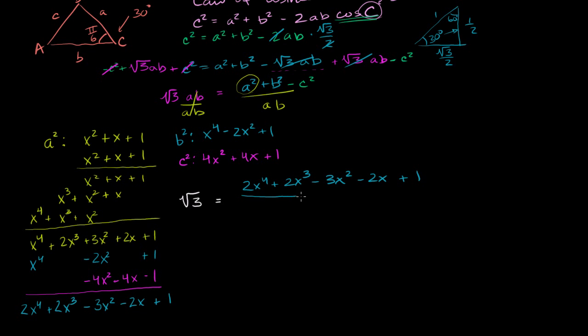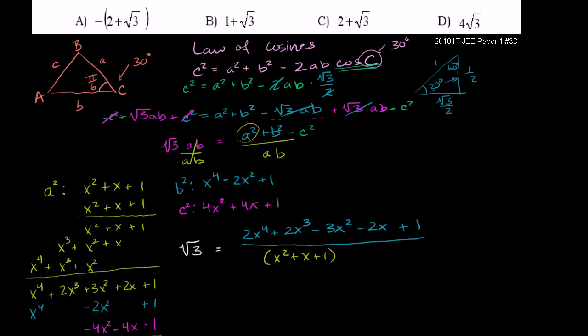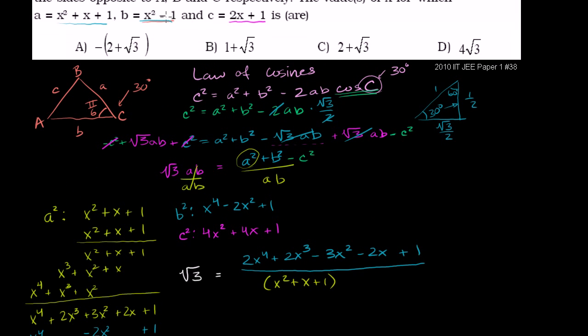And the denominator is ab. A is this thing over here. A is x squared plus x plus 1. And b, we saw it up here. B is, actually, we have it written up over here. B is x squared minus 1. So b is x squared minus 1. Now, at this point, we need to solve for x.